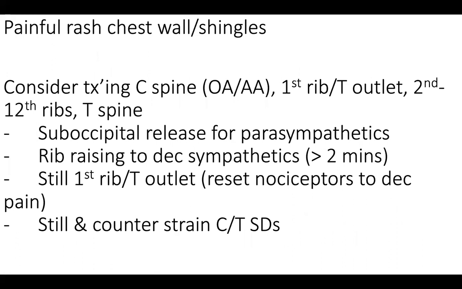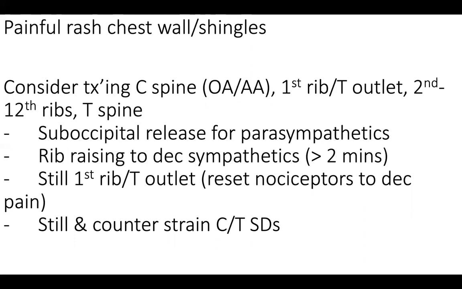If there's a painful rash on the chest wall, such as shingles, think about treating the C spine, like OA or AA. So we're fixing the parasympathetics. Think about working on the first rib or thoracic outlet, or second through 12th ribs or T spine. Don't be touching the rash itself, but work on other things that go to the rash, like nerves that would go to where the rash is located.